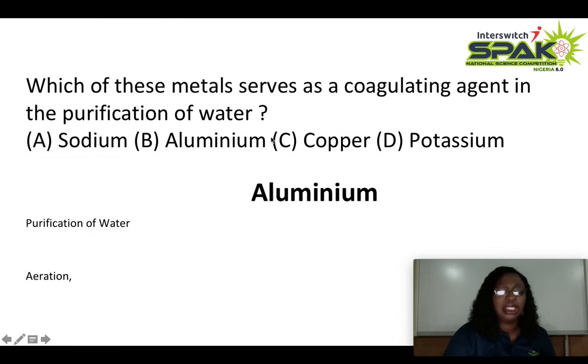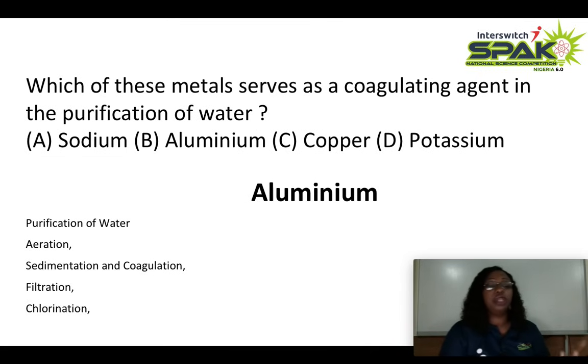So let's look at purification of water. Now we have aeration, we have sedimentation. Aeration is when you expose it to the atmosphere and allow the odor and some bacteria to die. Then you have sedimentation, where the sediment settles. Then you have coagulation. That's when you add your aluminium tetraoxosulfate VI and it coagulates. Coagulate means it puts all the dirt and clusters it together. Then you now have filtration, where you pass the soluble and you are left with the insoluble.